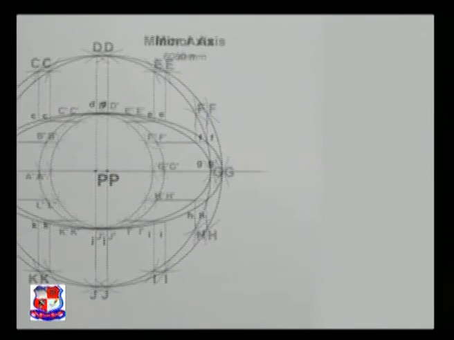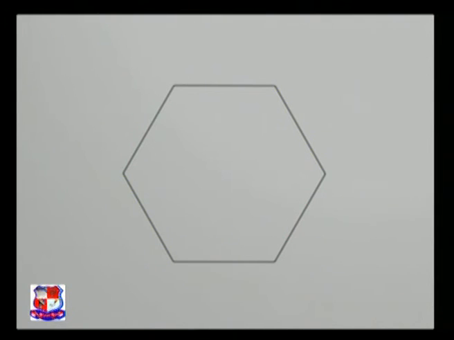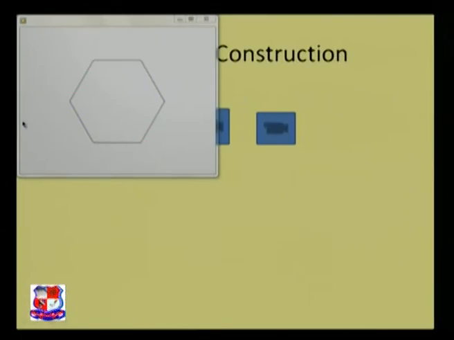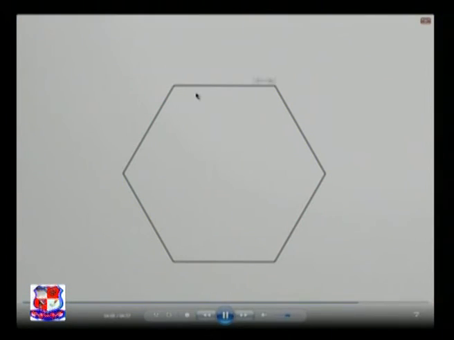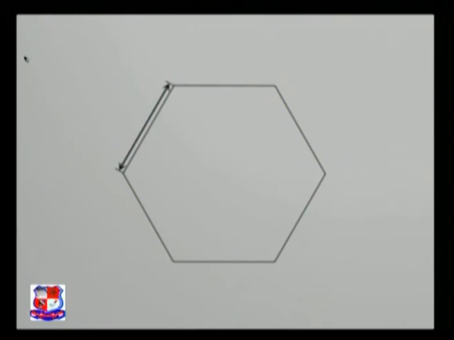So let's take the last challenge of this chapter. Draw a regular polygon. A polygon is a many-sided geometric figure and a regular polygon has all the sides of equal length. We will construct a regular hexagon with its center at point P and side length of 50 mm.